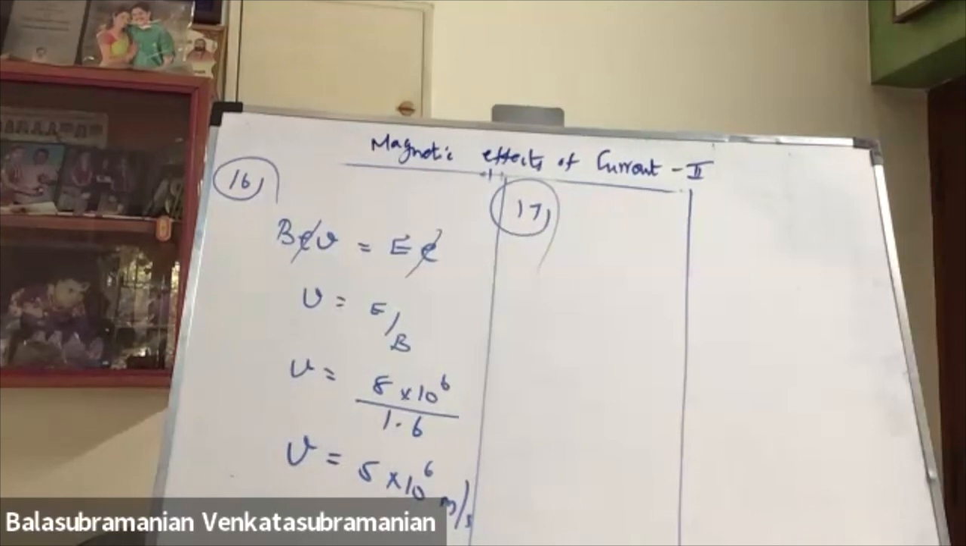Seventeenth problem. A circular loop of area 0.01 meter square carrying a current of 10 ampere is held perpendicular to a magnetic field of intensity 0.1 Tesla. Calculate the torque on the loop.